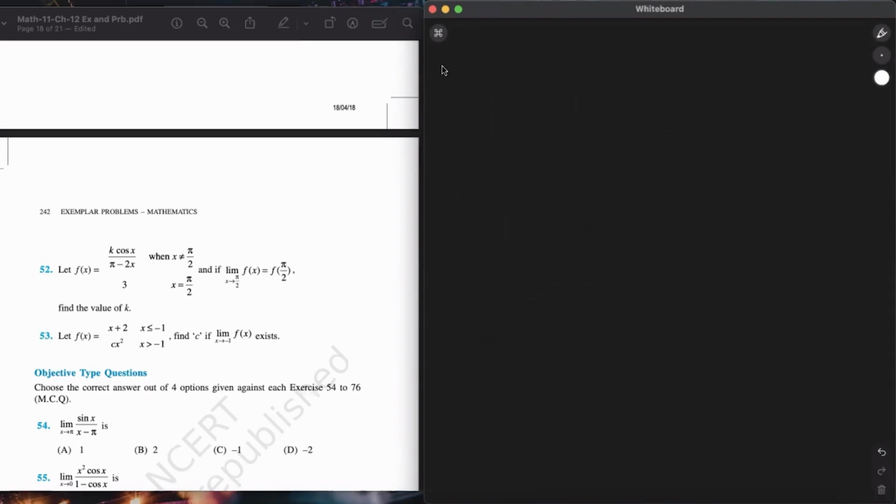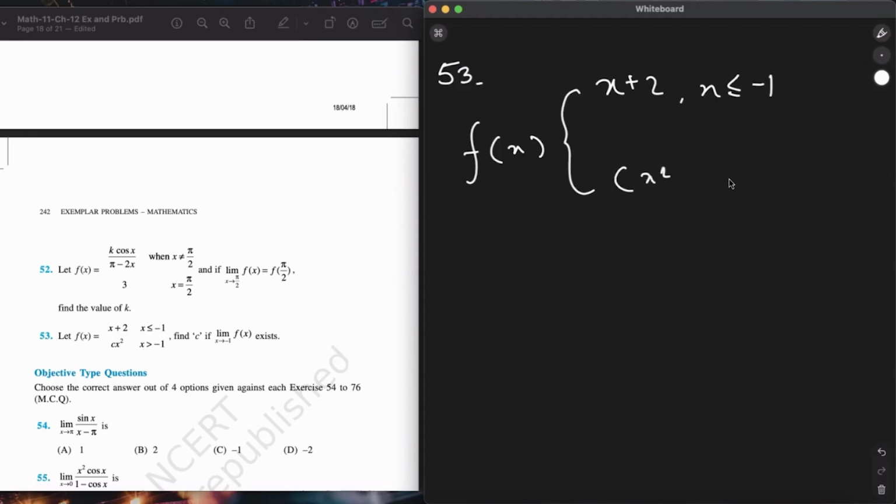So next up is question number 53. In it we have been given that f(x) is a function whose value is x plus 2 when x is less than or equal to minus 1, and cx square when x is greater than minus 1. They want us to find the value of c if the limit exists at x equal to minus 1. Okay, so if we just equate the LHL and RHL, I think that will end our question.